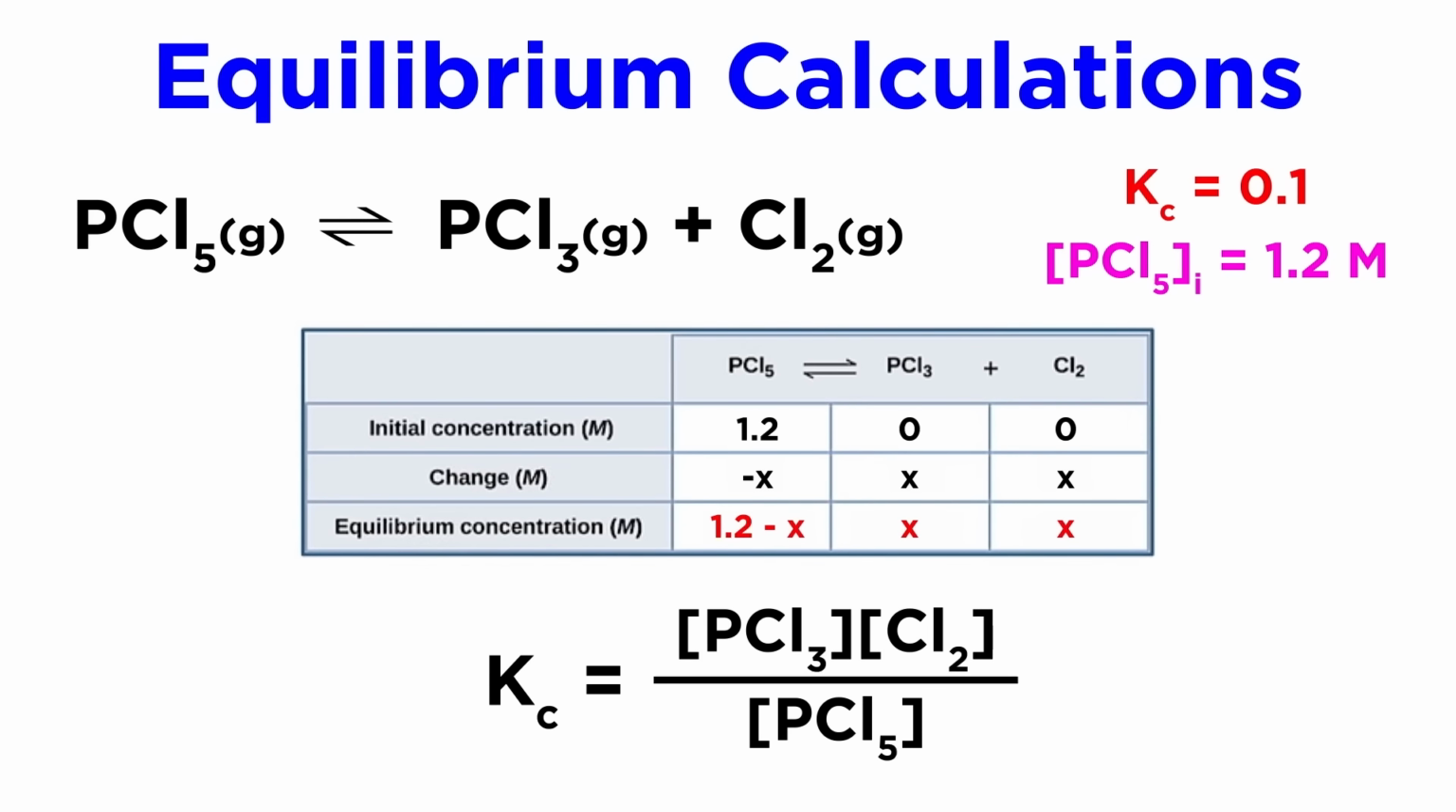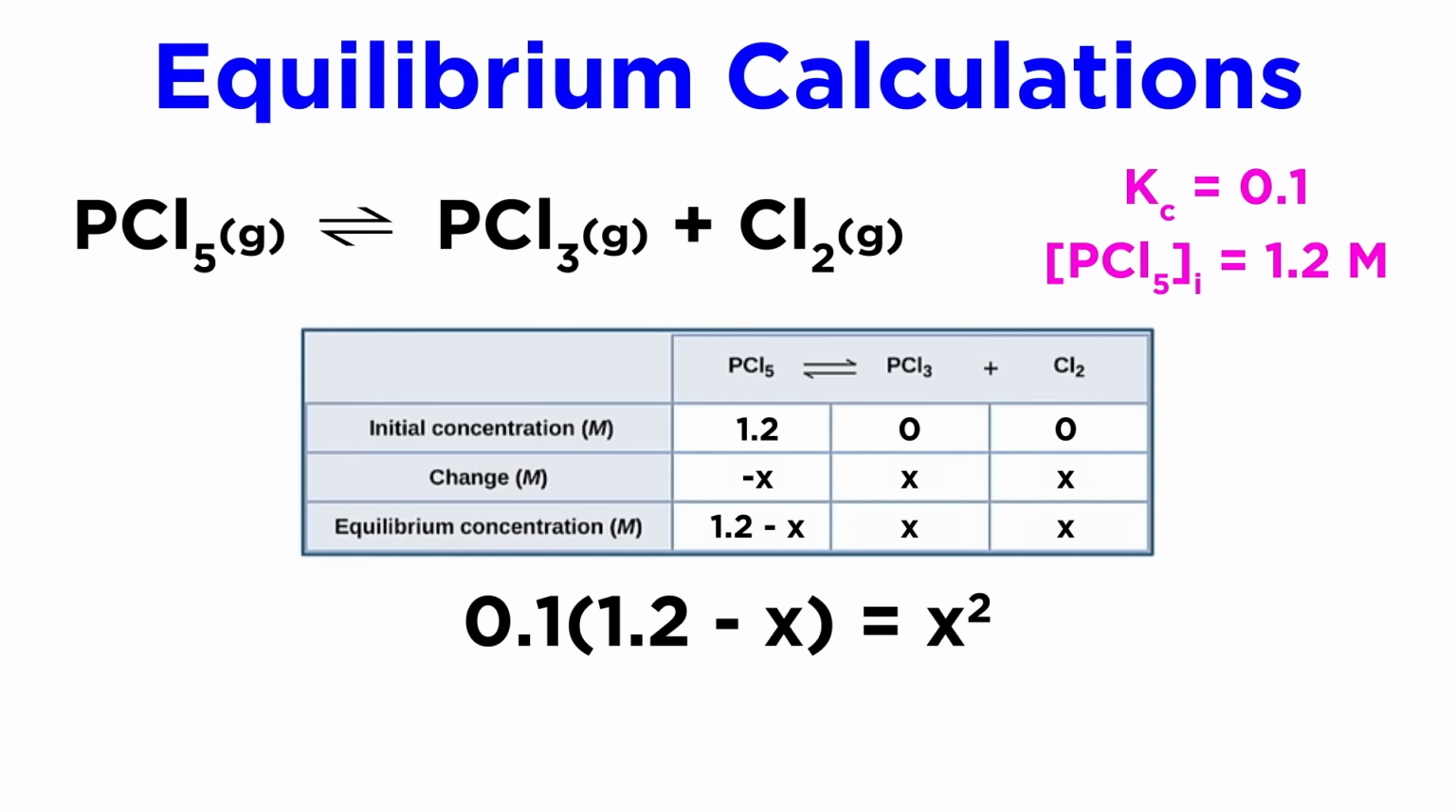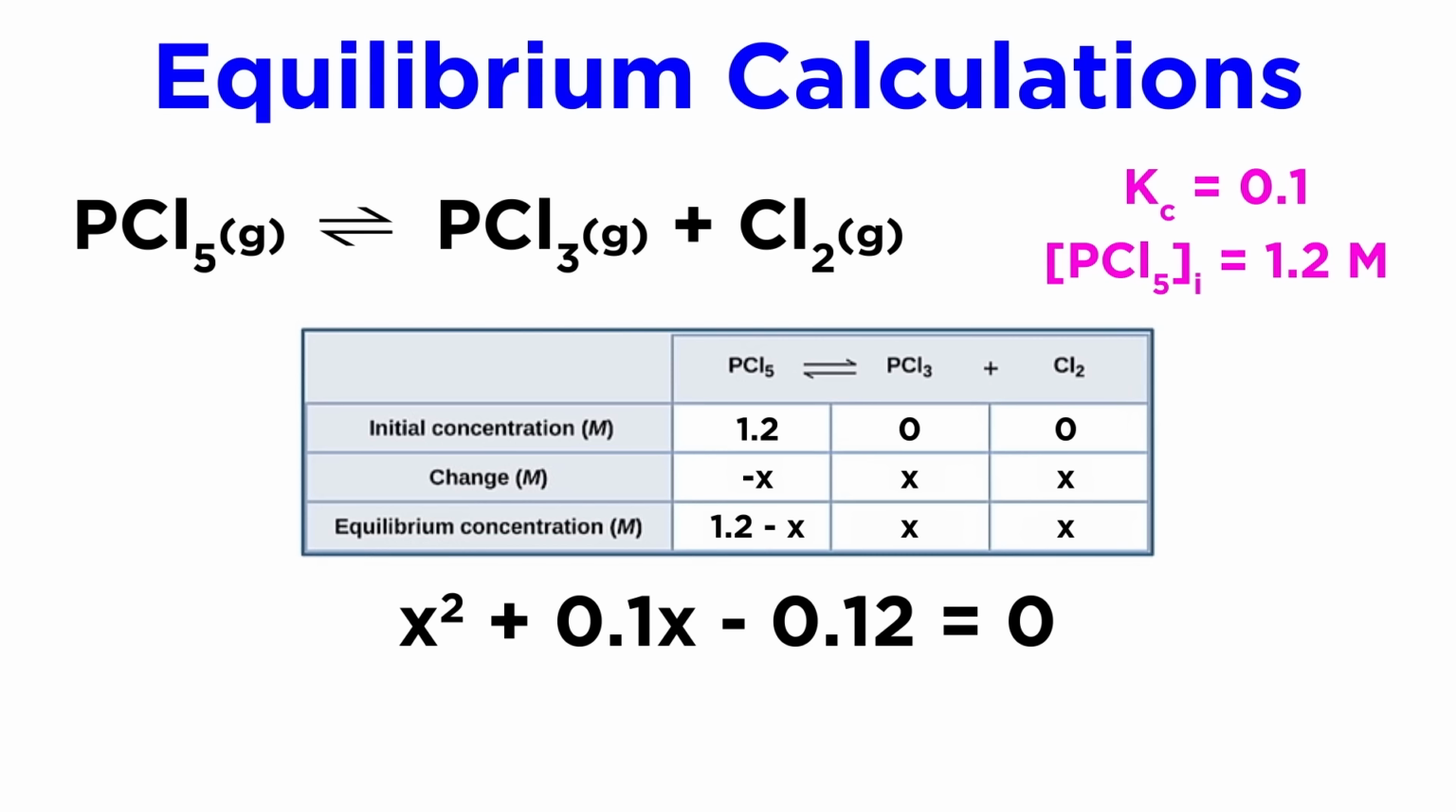Now we plug all of these into the equilibrium constant expression and see what we get. So looking at the expression, let's put in everything we have, the K, x for the 2 products, and 1.2 minus x for the reactant. Now we just do some algebra. Let's multiply both sides by this denominator, and then distribute this number across the parenthetical. Then let's just get everything on one side and equal to 0. That leads to this equation.